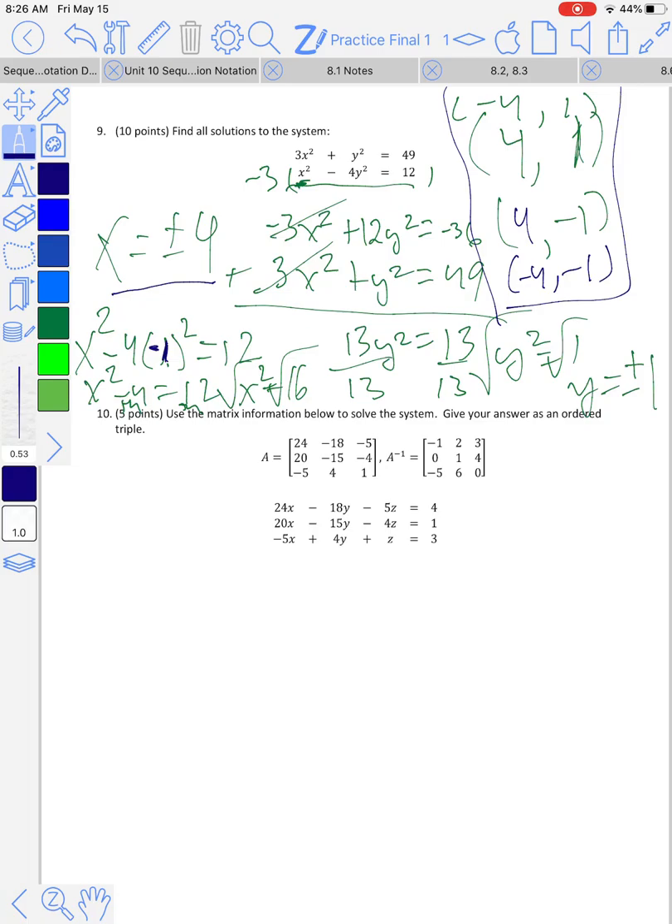There you go. Number 10. Use the matrix information below to solve the system. Give your answers as an ordered triple. So they give you A. They give you A inverse. And they tell you this.